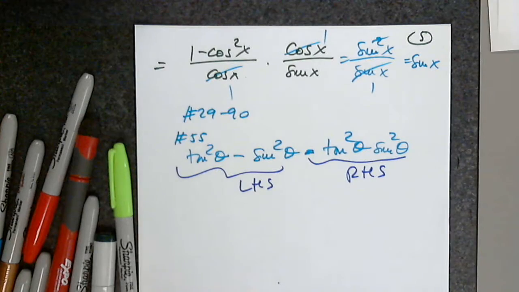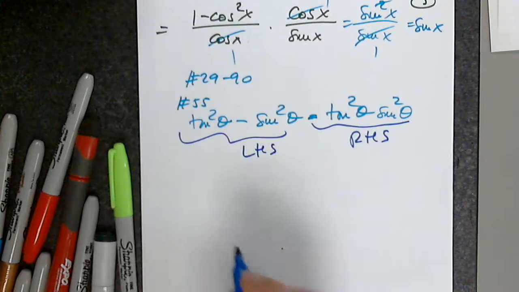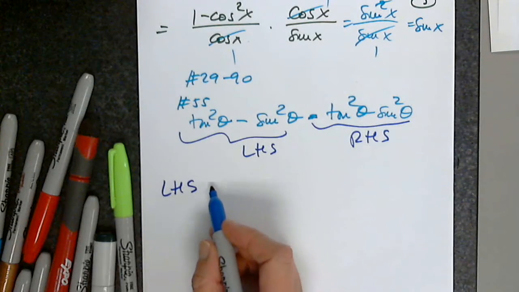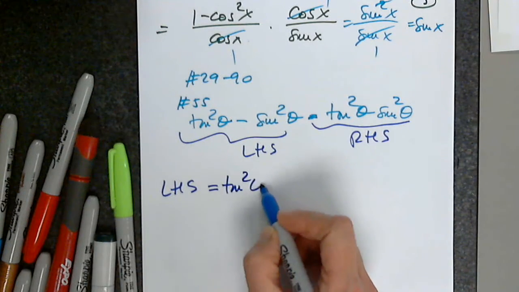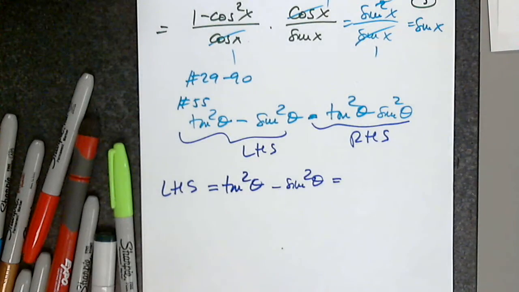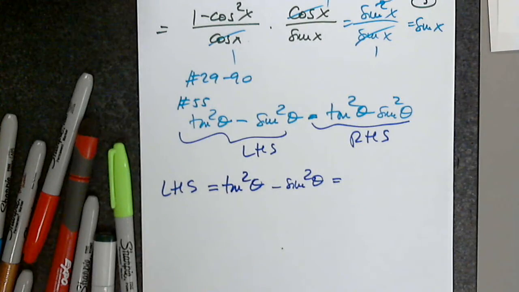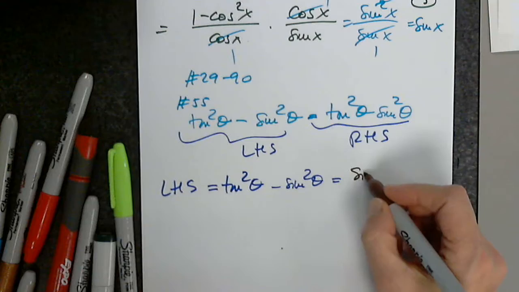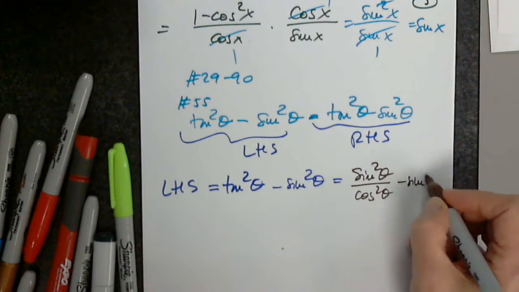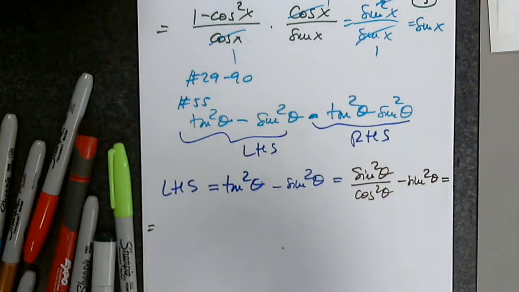So I'm going to start from the left. And here's how we start. I have to write the left-hand side, LHS, equals, and copy the left-hand side. And now what do I have to do? I can't do anything to sine squared, but I am able to change tangent squared into sine squared over cosine squared minus sine squared.